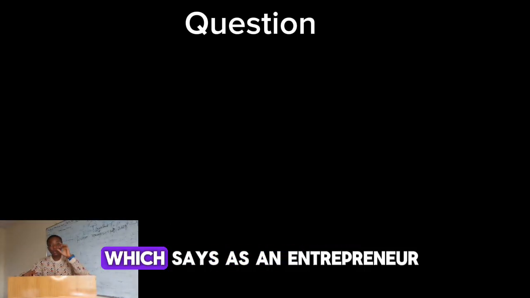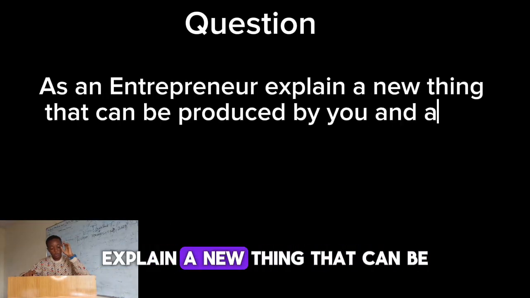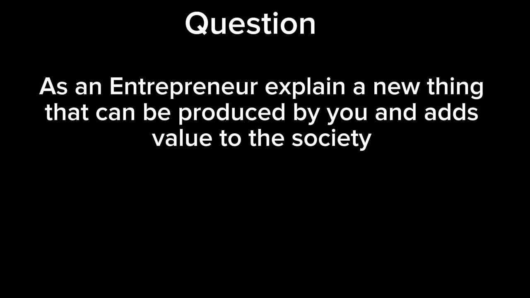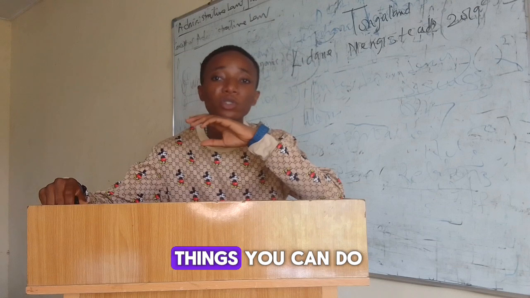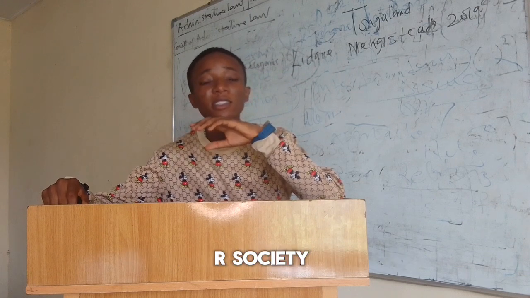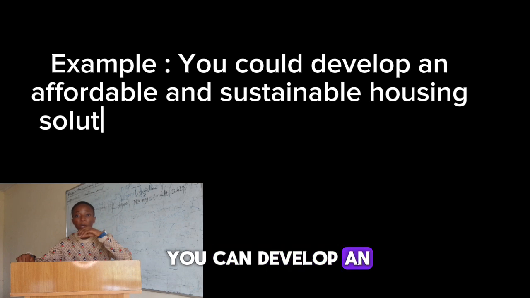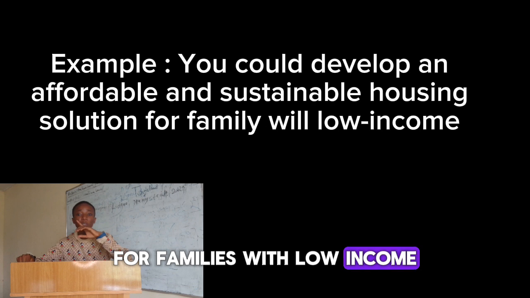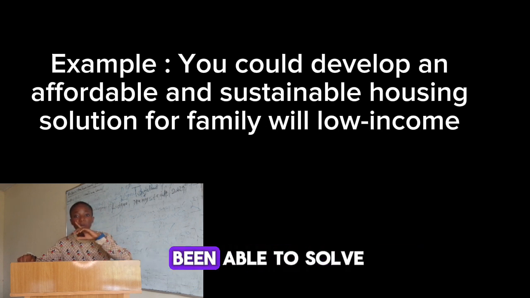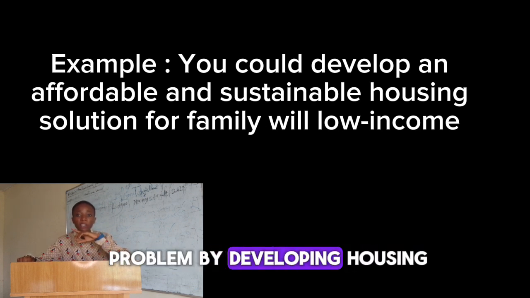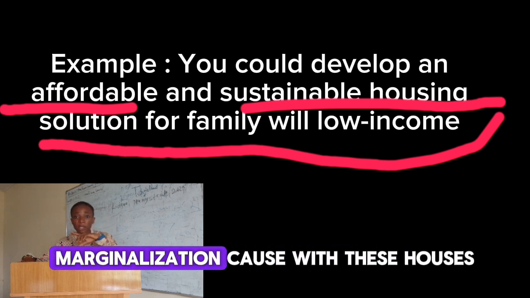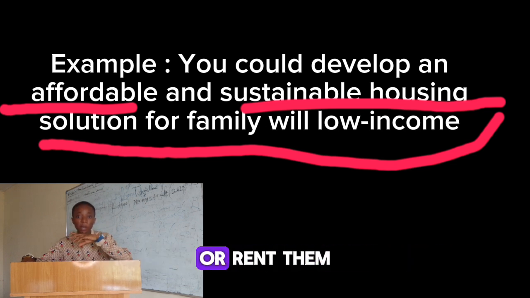Now moving on to the last question, which says, as an entrepreneur, explain a new thing that can be produced by you and adds value to the society. As an entrepreneur, there are a lot of things you could do that will add value to your society. Let's say, for example, you could develop an affordable and sustainable housing solution for families with low income. Now, looking at this, you see that you've been able to solve part of the society's problem by developing housing for families with low income, and then you've been able to fix your profit maximization. Because with these houses, you could sell them and rent them, and by so doing, you will get your profit.